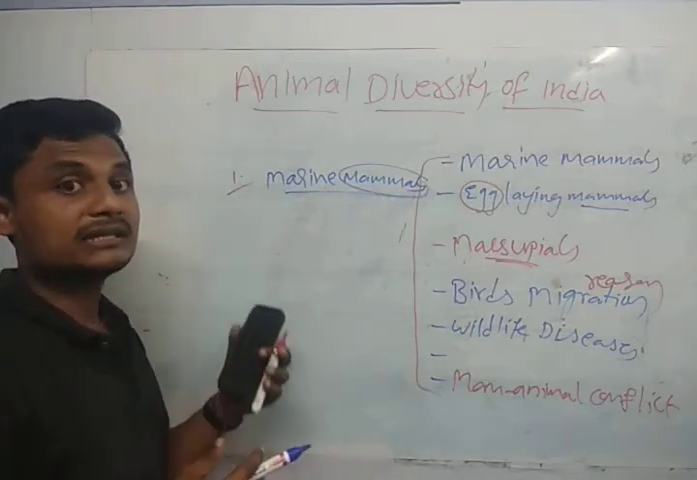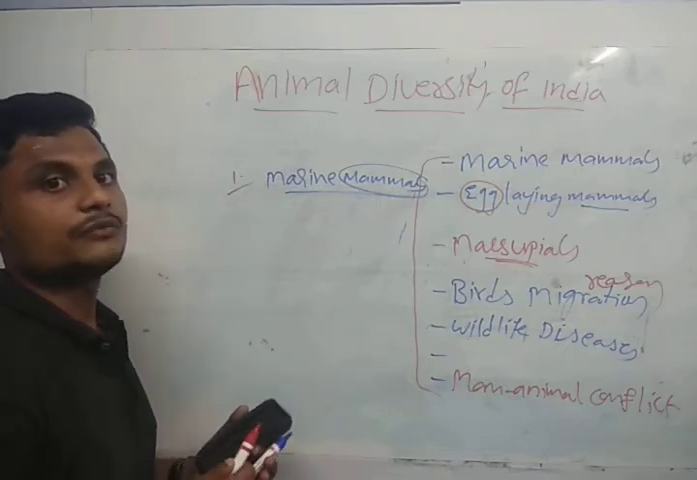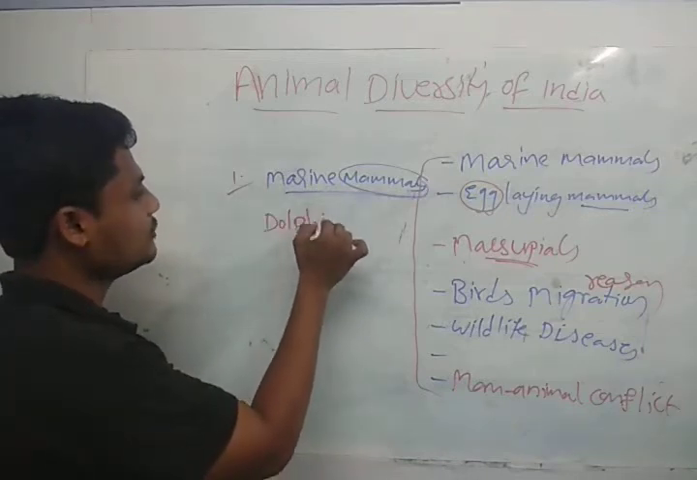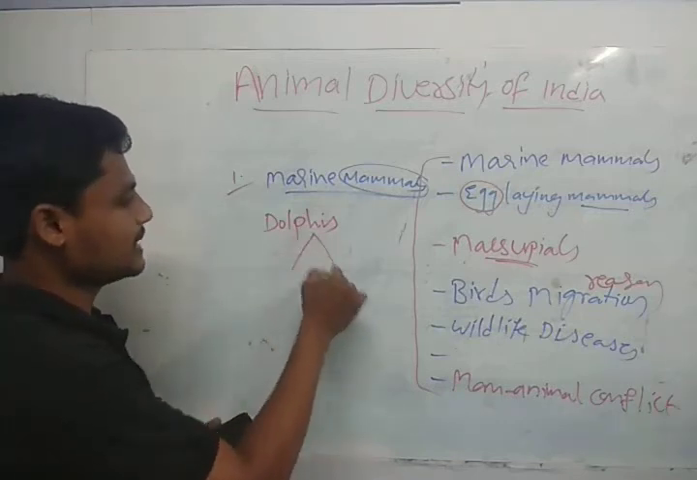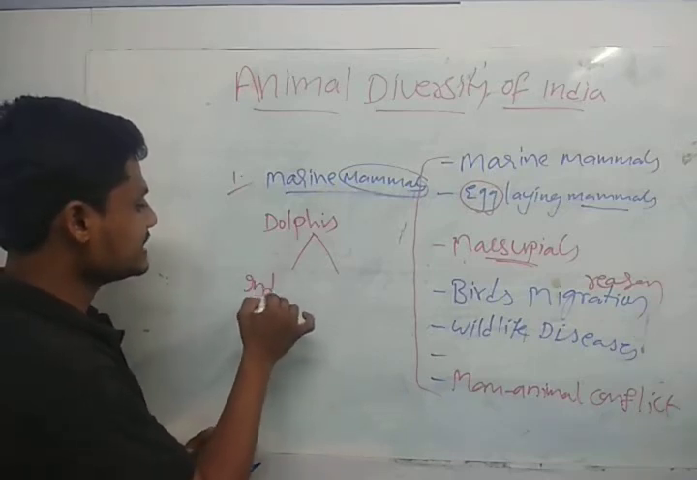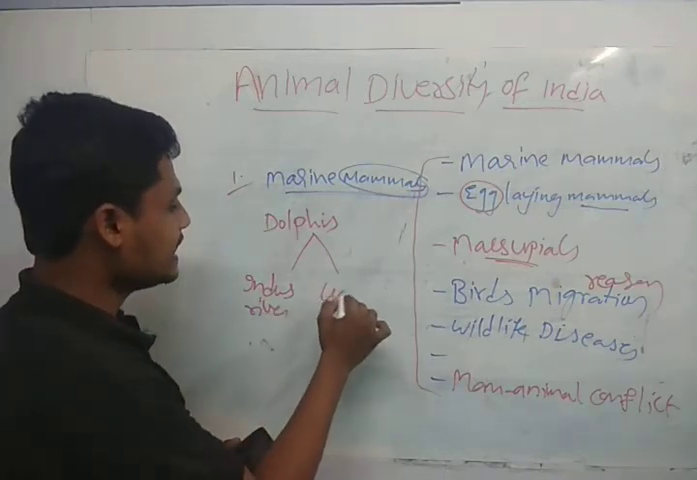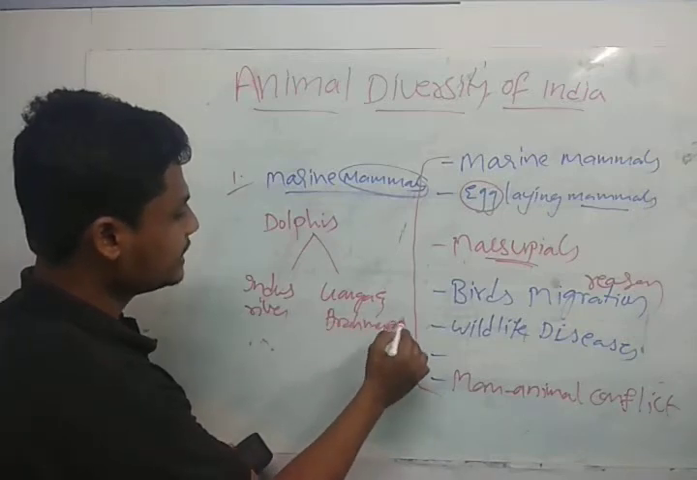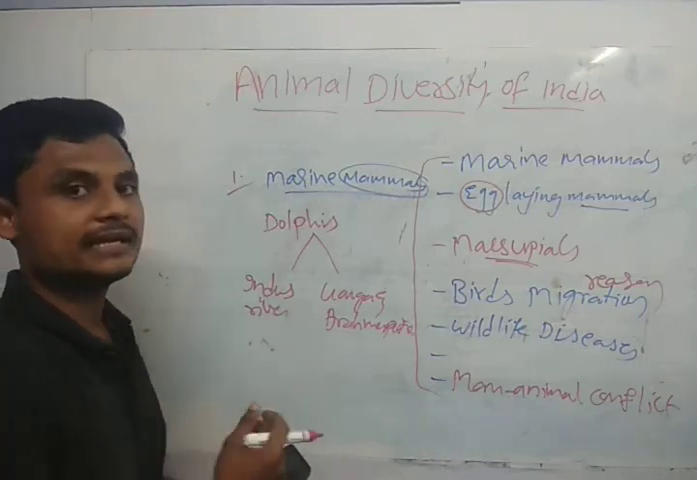So if you see the freshwater or the river water, we have the freshwater or river water dolphins, guys. So dolphins are marine mammals. These have been split into two parts, guys. The one is with the Indus River and its tributaries, and the second part is the Ganga and Brahmaputra river basins.